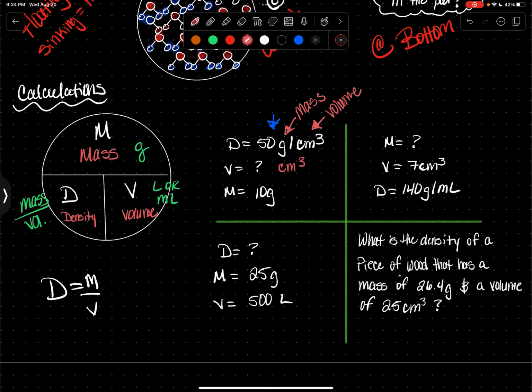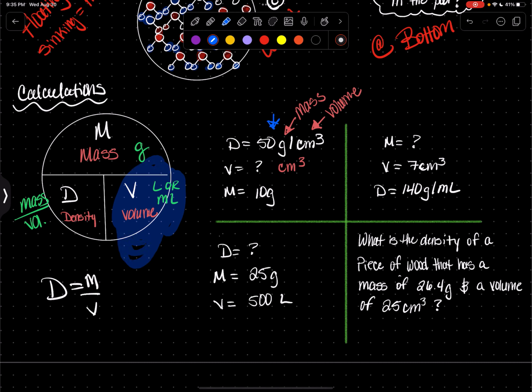But how do I do the math? All you gotta do is cover up what you're looking for. You cover up what you're looking for. In this example, I'm looking for volume. I'm gonna put my finger over volume and pretend my blue stuff doesn't exist. So in my mind, my big blue bubble right here does not exist, which leaves me with M over D.